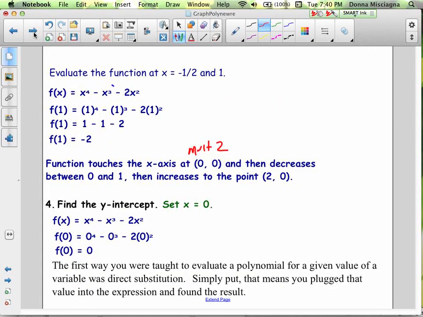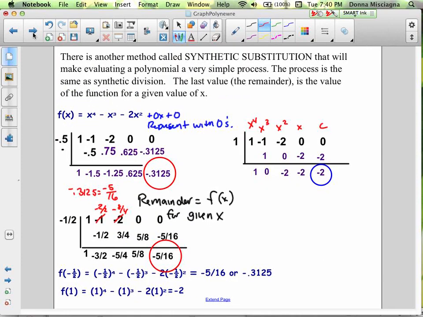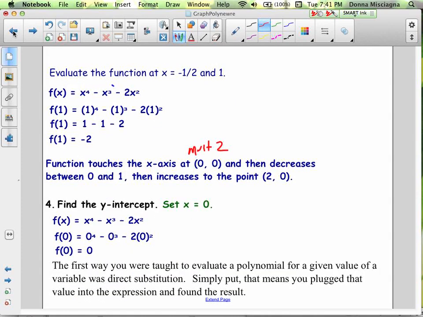I think I have it in your notes already. I'm not going to go over it in much detail on this problem. I'll go over it in much more detail in a later problem. The first way we were taught to evaluate a polynomial for a given value was direct substitution. Simply put, that means you plug that value into the expression and find the result.